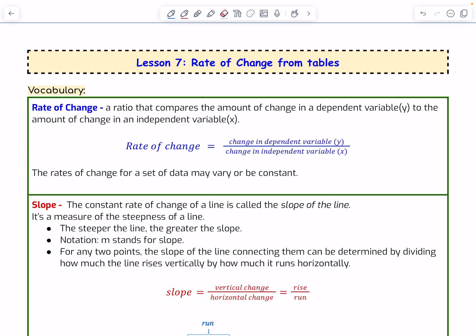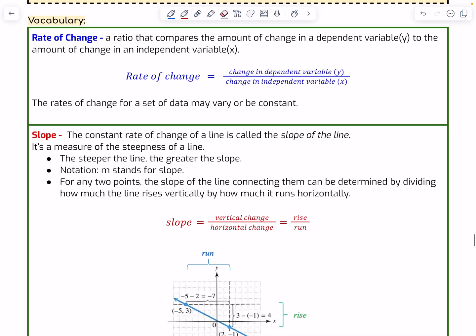Rate of change, we say, is equal to the change in the dependent variable y over the change in the independent variable x. And the rates of change for a set of data may vary or be constant. So we're going to take a look at some examples of that in just a minute. Slope. Slope is the constant rate of change of a line and is called the slope of the line. It's a measure of the steepness of the line. The steeper the line, the greater the slope, and the notation we use is m.